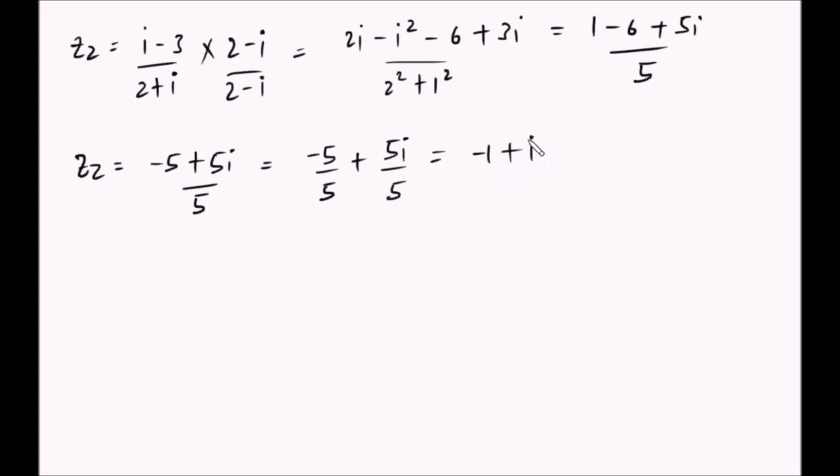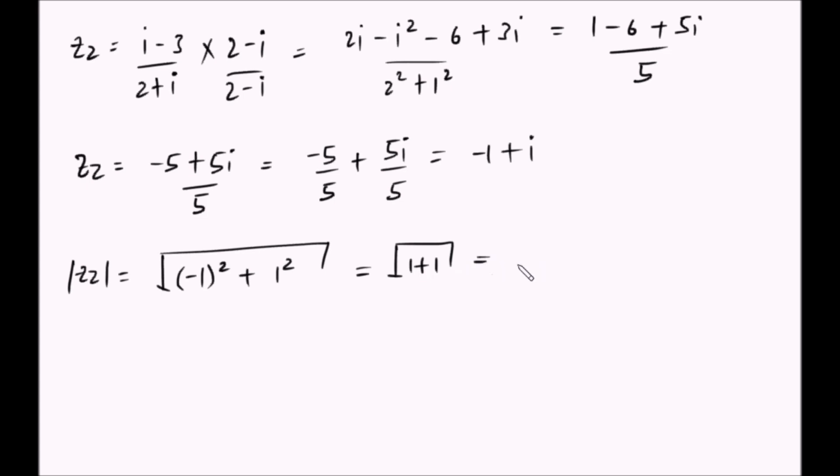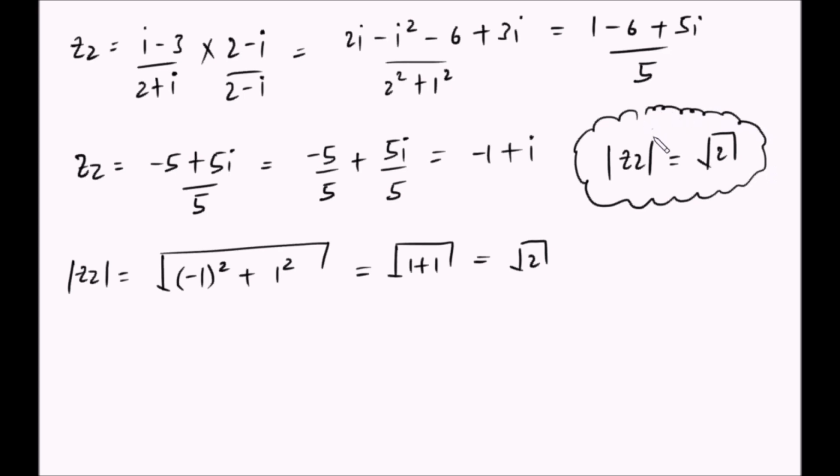So we want the modulus of z2, and the argument. The modulus, as usual, is the square root of the square of the imaginary part plus the square of the real part, which is going to be the square root of 1 plus 1, which is the square root of 2. So the modulus of z2 is the square root of 2. Now we need the argument. As usual, to understand what the argument will be, we have to plot this z2 in the Argand diagram.